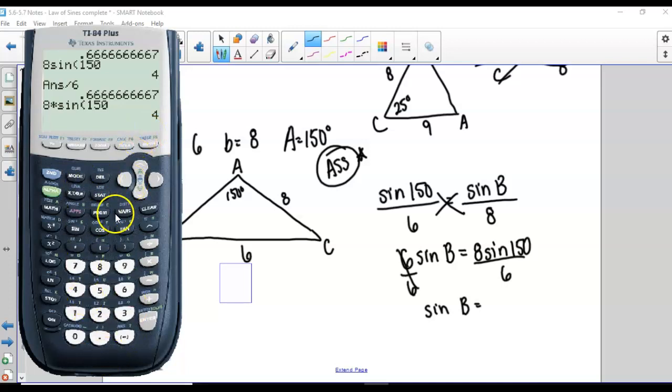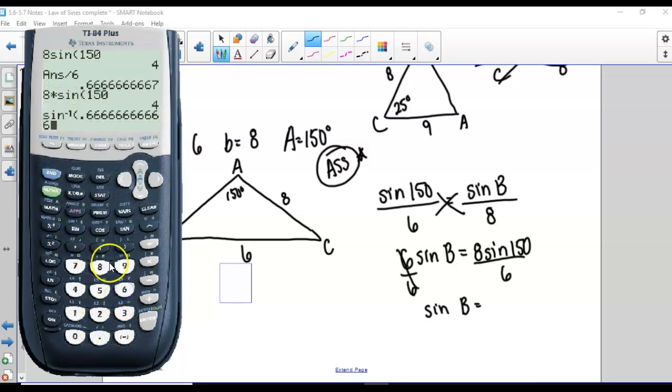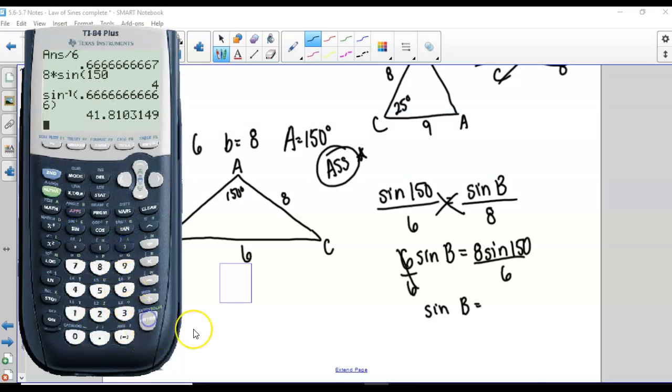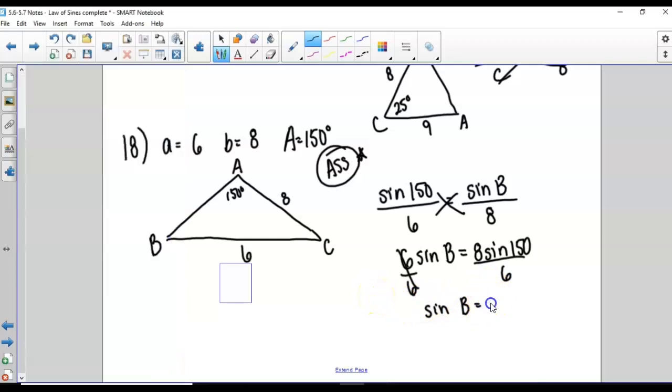Because you have 0.6 repeating, and then you do sine inverse of 0.6 repeating, which is going to give you a number, and it shouldn't. Well, I guess we have to do it this way. Okay, so this is not the best one to do. So we get 0.6 repeating, and we do sine inverse.